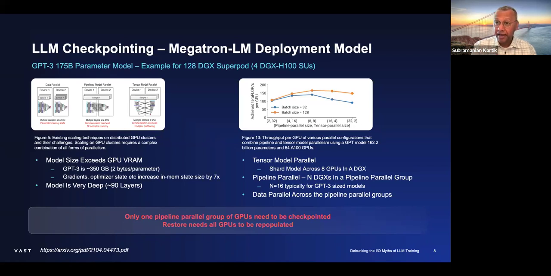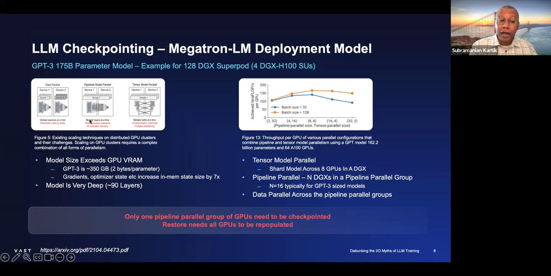GPT-3 has around 90 layers. And you cannot cram that much work onto one single server. So what you do is you have multiple of these GPU servers, and you have them work together in concert, and you split the pipeline across these. So for example, if you look at the graphic, hopefully you can see my cursor, the graphic in the middle. The one on the far right is tensor model parallel. The one in the middle is pipeline parallel.